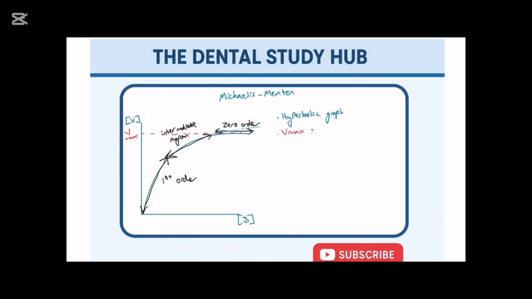So we can go and say that this top point here where we reach zero order and it plateaus is the Vmax. And this essentially is when the maximum velocity of this reaction has been reached. So we can draw this line to the very top of the graph.